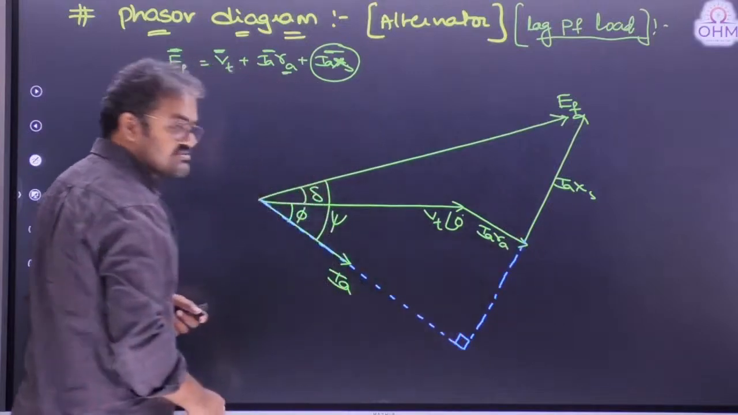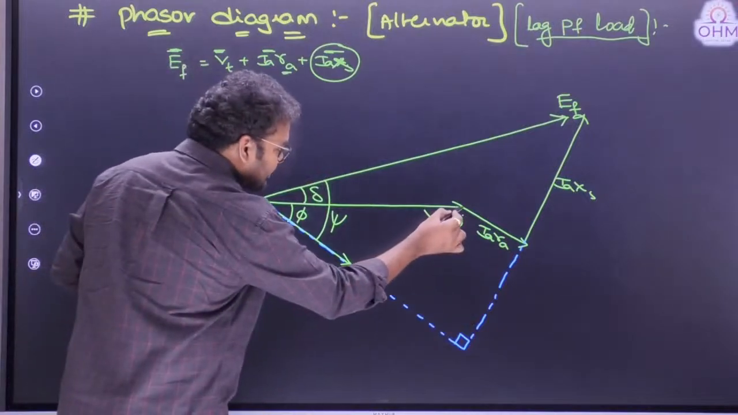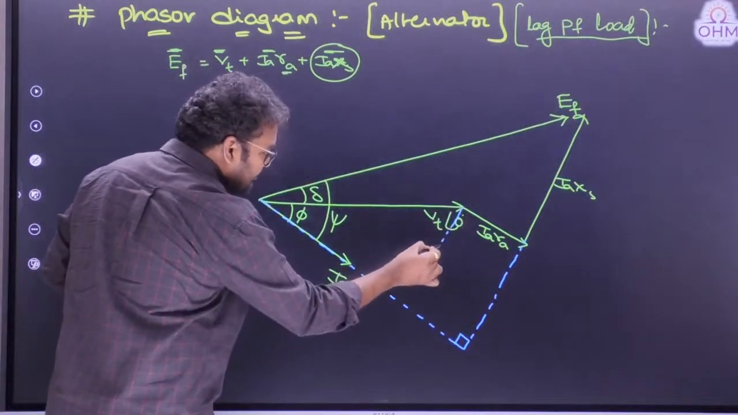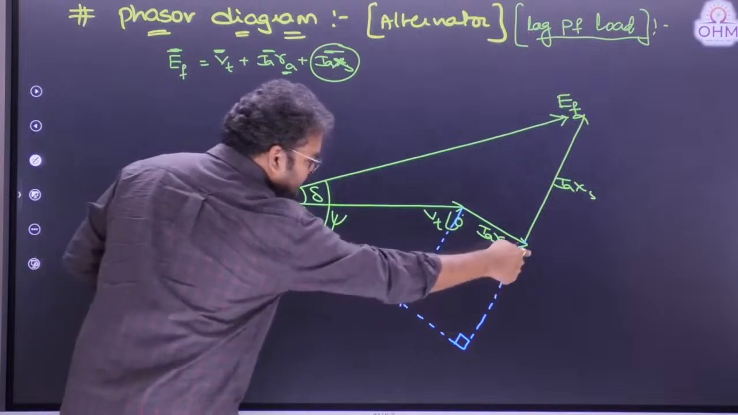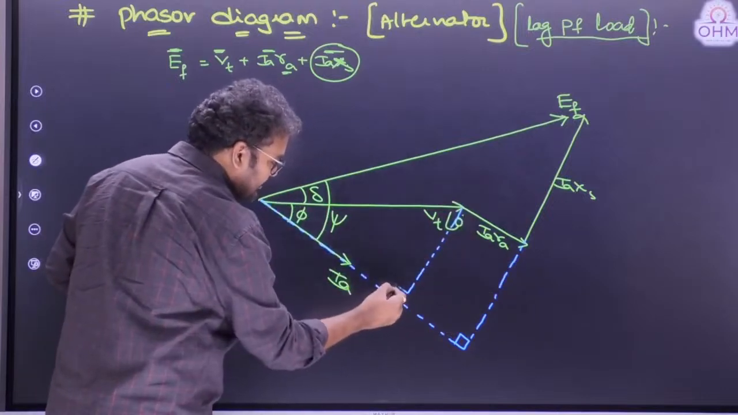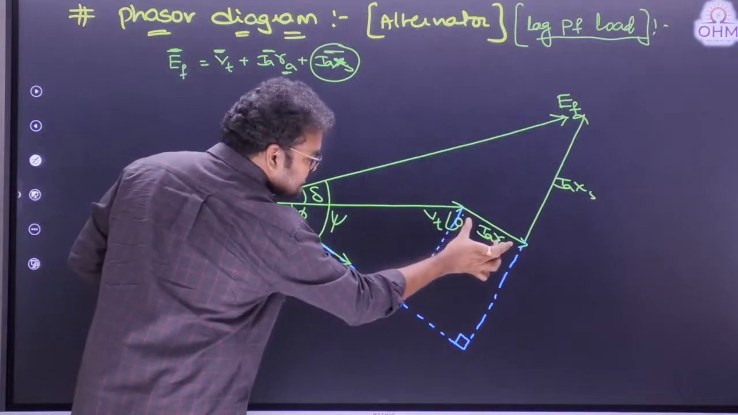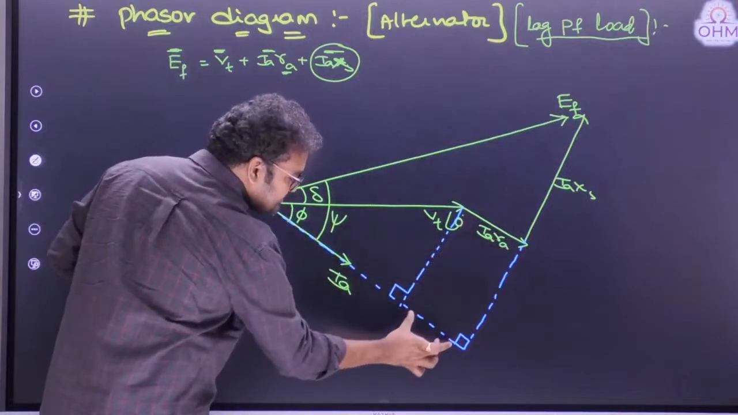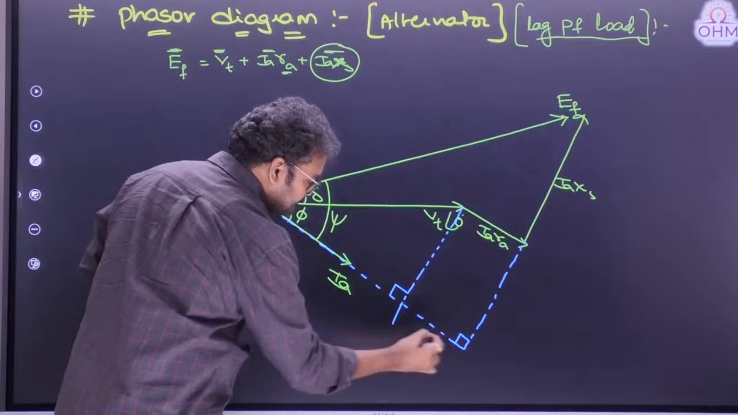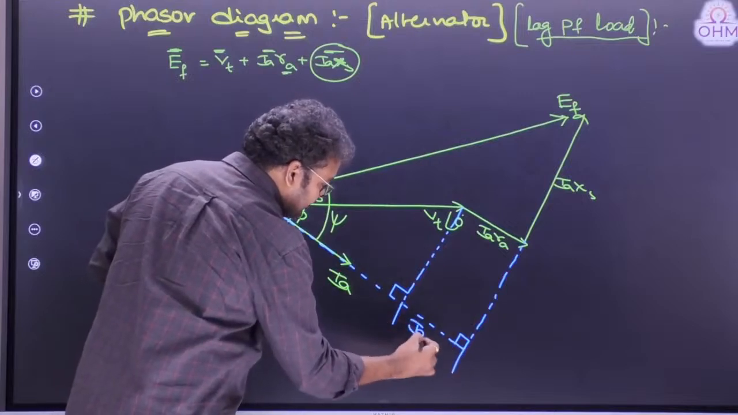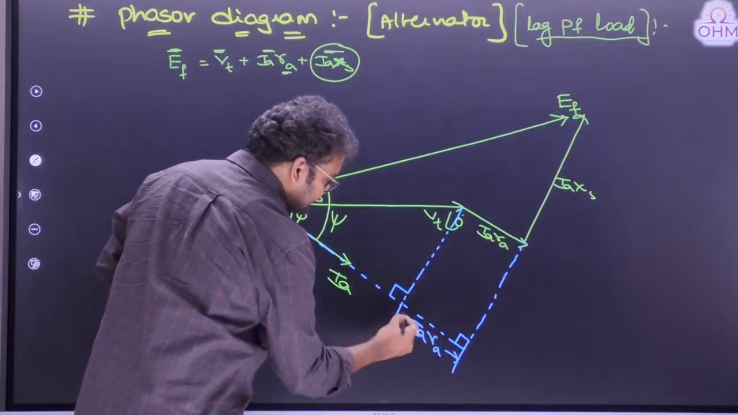There will be 90 degrees, correct? And you also try to do one more thing. You just draw a parallel line. This line and this line both are parallel, so this is also 90 degrees. Now we know this gap, right? This is Ia Ra drop. That means, can I say this gap is also Ia Ra? This is also Ia Ra, correct?